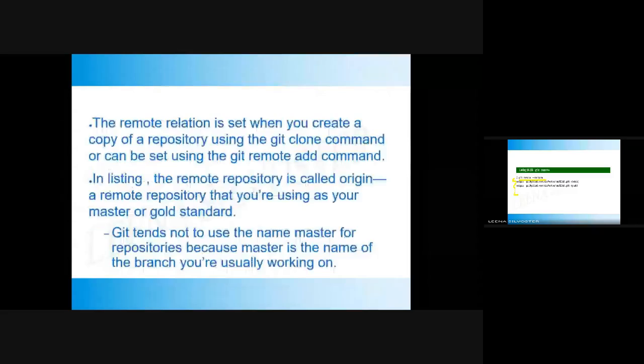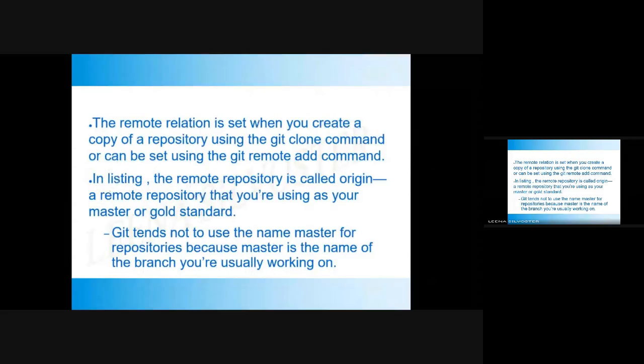The remote relation is set when you create a copy of the repository using git clone. So one git project can be copied using the command git clone. Or you can set it using the git remote add command. In listing, the remote repository is called origin. A remote repository that you are using is your master or gold.